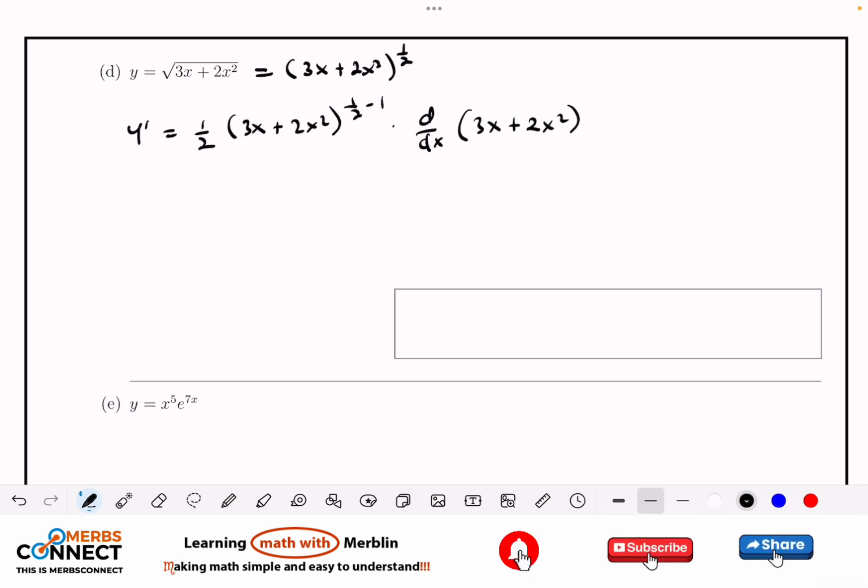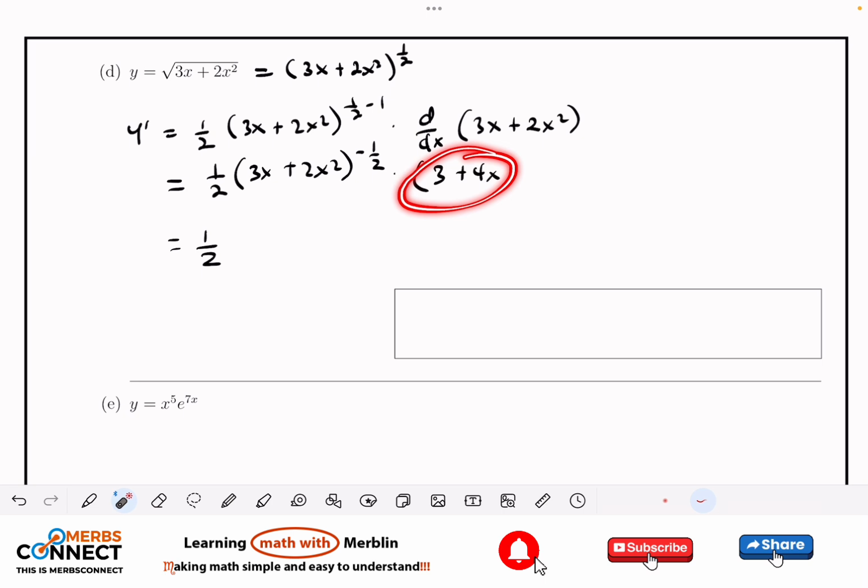2x squared. So let's do the simplification. We are going to have 1 over 2, 3x plus 2x squared. This is going to give us minus 1 over 2, times, when I differentiate this, I'm going to have 3 plus 4x. So when I simplify this, this can be written as 1 over 2.